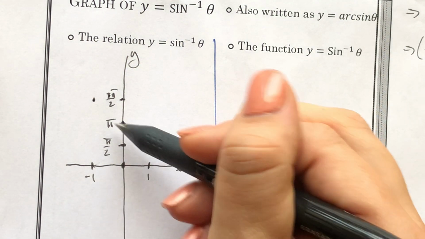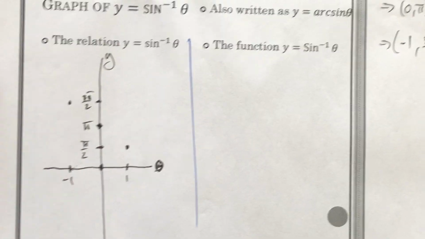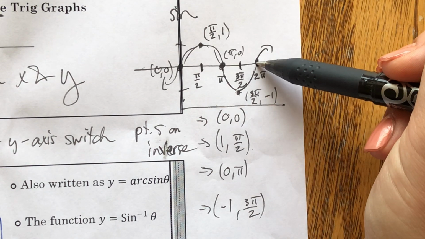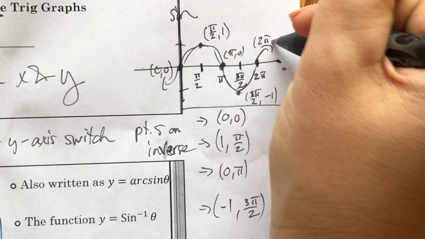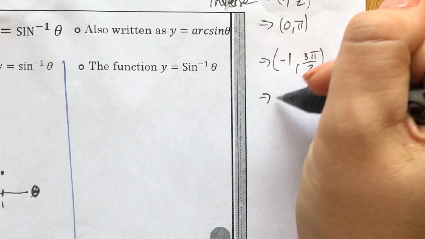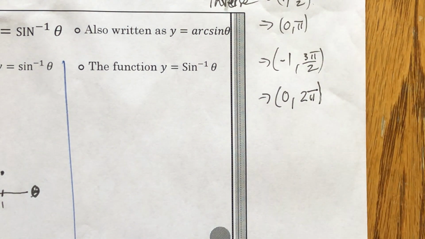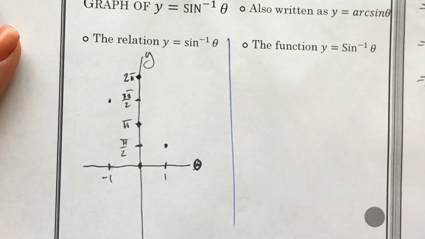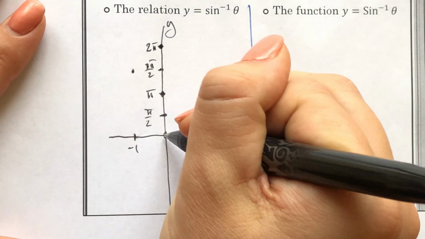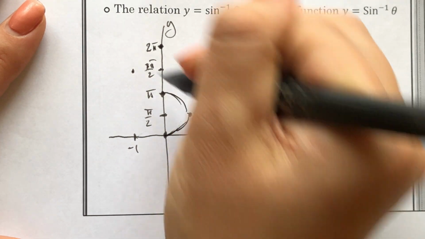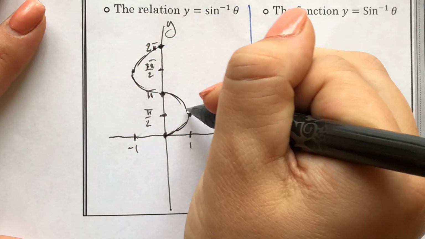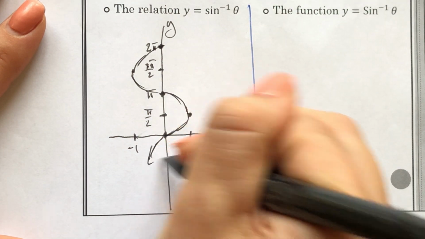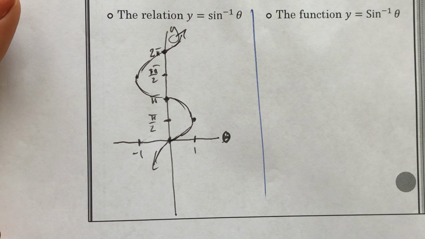So I have 1, 2, 3, 4. I need 5 key points for sine, also for inverse sine. So the last point is 2 pi, comma 0. So my inverse point would be 0, comma 2 pi. So 2 pi will be here. So basically, instead of splitting my x-axis into quarters, I'm taking my y-axis and splitting it into quarters. And now I'll just graph it. And then I'll just keep it going like that.